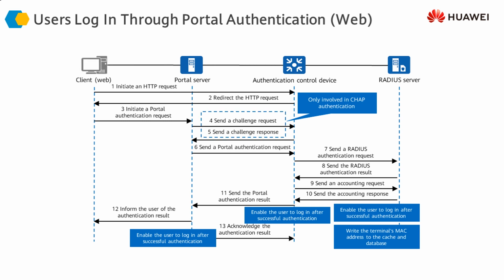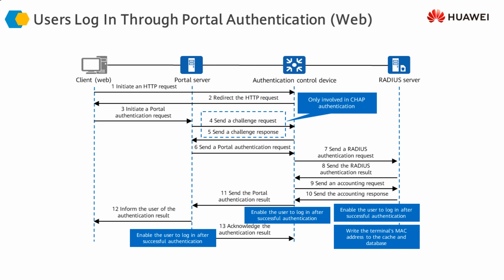After authentication is done, the portal server forwards the username password to the authentication control device. The authentication control device then forwards the username password to the RADIUS server. The RADIUS server is going to do the authentication, and if it's successful, let's say, then it is going to send the authentication result to the authentication control device.